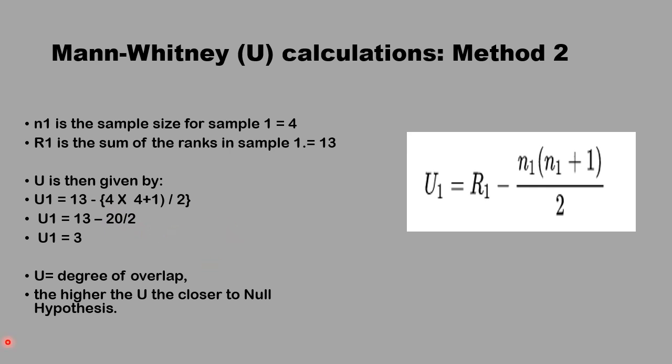The U actually signifies the degree of overlap between the two groups. The higher the U value, the closer the results are to the null hypothesis. You would expect the null hypothesis to be true, that is to say no difference between the two groups, if the U approached, in this example, say a score of 10, because this is what we expect if there is no difference at all. But with a score of 3 you would expect some difference, but that was not statistically significant.